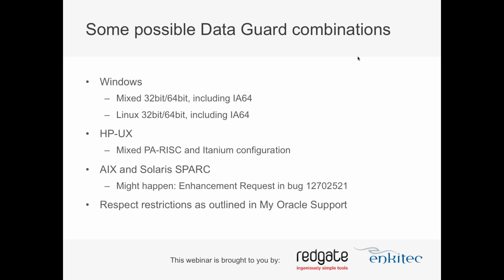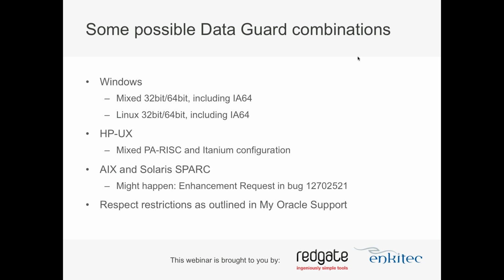I've listed some possible DataGuard combinations on this slide. I would ask you to double check with the My Oracle Support document. Even though it hasn't changed for a little while, it's still good to have a look at it to see if that's still valid now. But for Windows, we see that you can have mixed 32-bit, 64-bit, and even based on the Endianness architecture. But that doesn't really have a practical relevance these days.